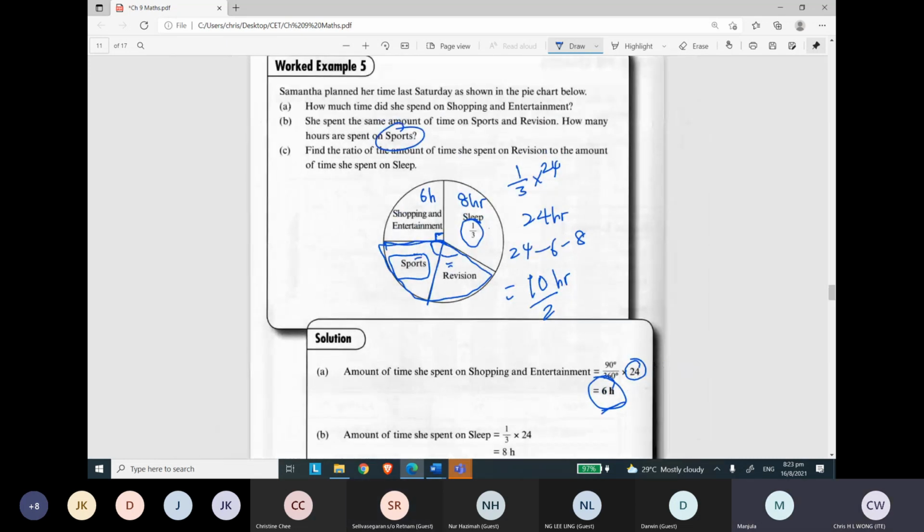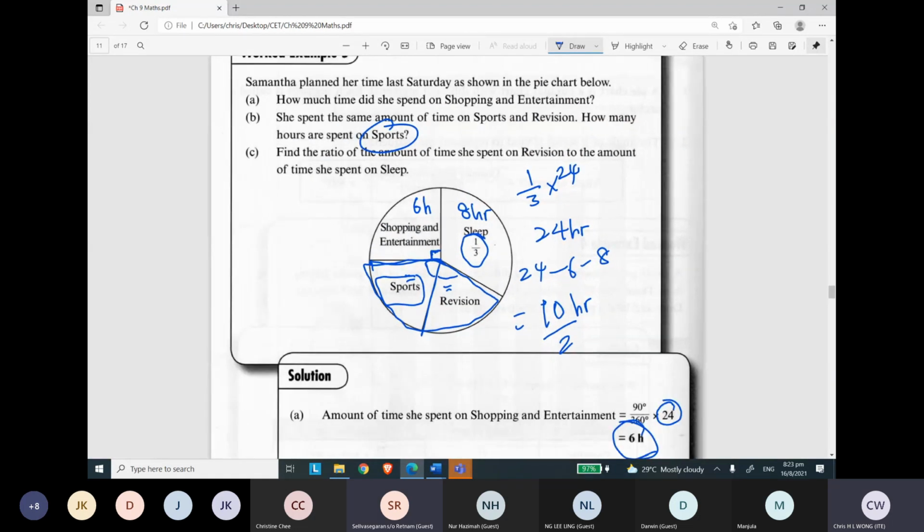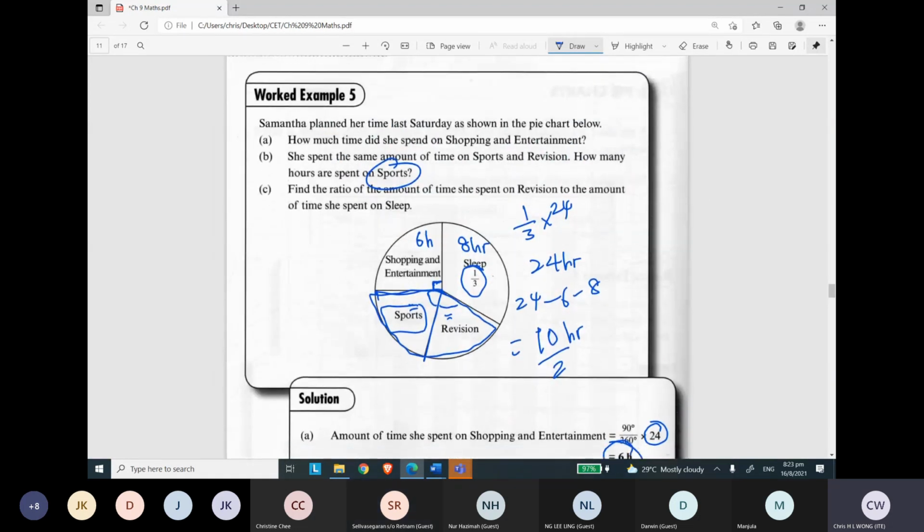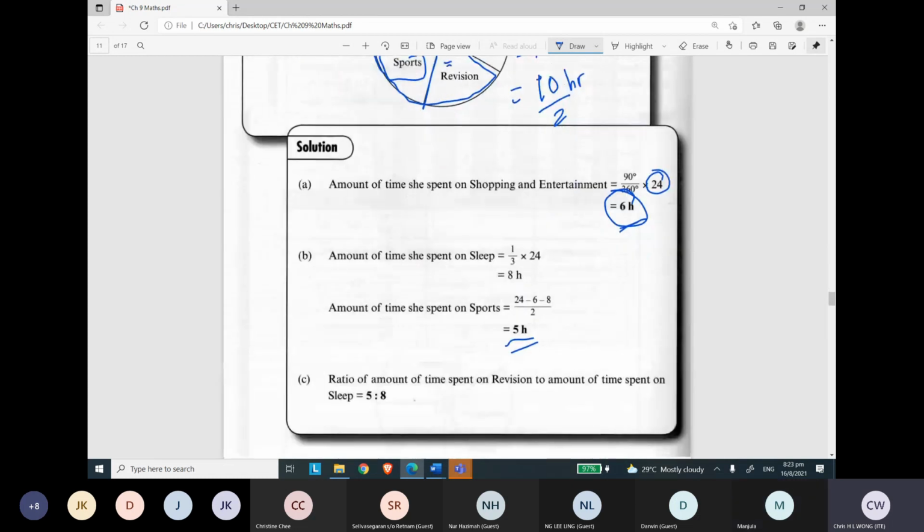Okay. Yeah, I think the first thing to do, they must tell you this is one whole day, because I don't know the whole thing is one whole day. You know? So the last question, find the ratio of the amount of time that she spent on revision to the amount of time she spent on sleep. So revision she spent 5 hours, right? Sleep is how many hours? Sleep is 8 hours. So the ratio is 5 to 8.